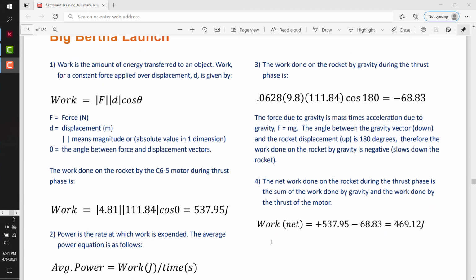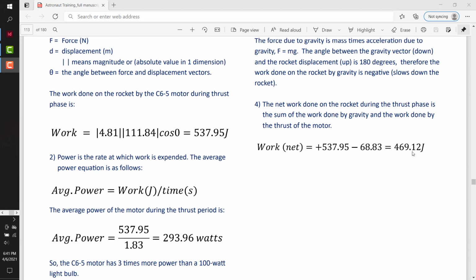The work done on the rocket by gravity during the thrust phase, we use the same formula here, but this time the force is due to gravity. That's just mg. Again, the displacement's the same, it's 111.84 meters. And this time the angle is 180, because the displacement of the rocket is up, but gravity is down. So plug this into your calculator and you get minus 68.83 joules. What this is telling us is that during the thrust phase, gravity has done negative work on the rocket.